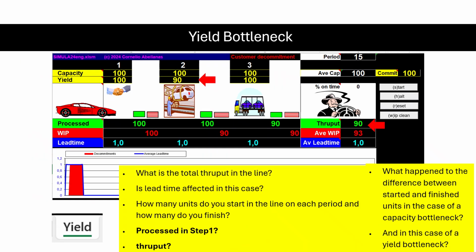Yield loss or items lost during the process. This loss may be due to defects that force us to scrap an item, or it may be due to the item being rejected in one of the control/approval steps.